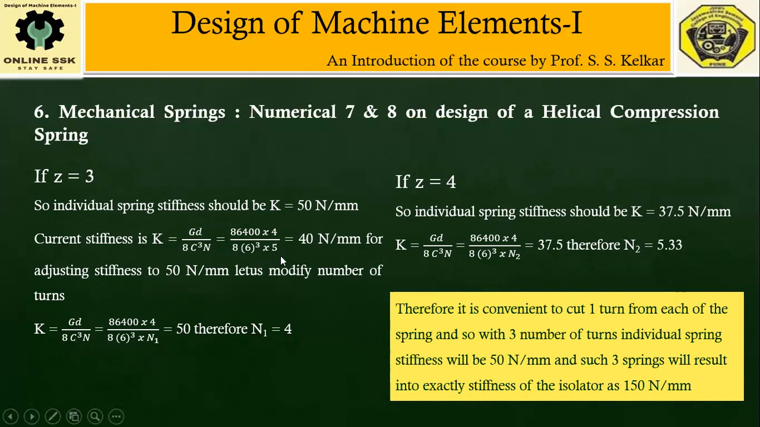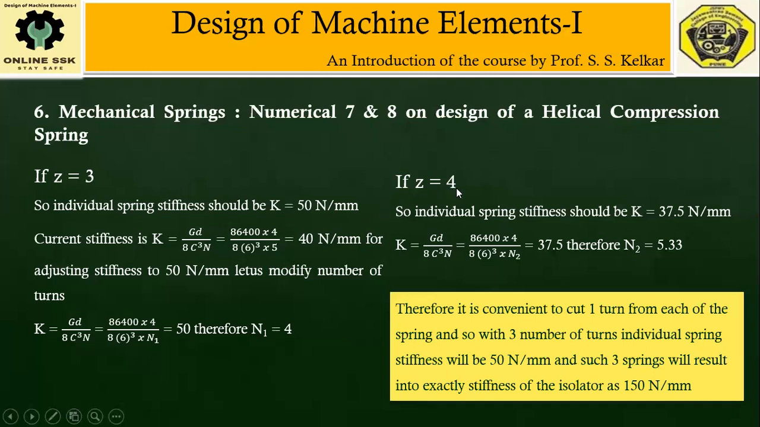If we cut the spring and one turn is reduced, at that time the number of turns will be 4, and the resultant spring will have stiffness of 50. Such three springs used will result in an effective stiffness of the isolator of 150.